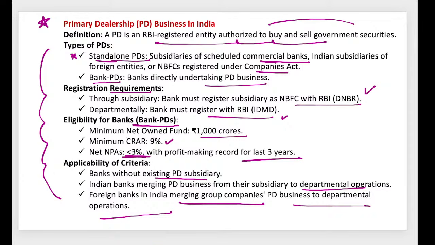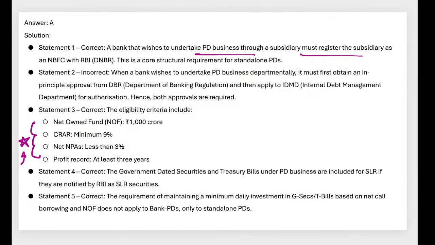तो you have to go through all these particular ones and you have to revise these particular things once, that will help you in your upcoming examination. Correct है guys? तो आपका A will be the right answer. This statement, when a bank wishes to undertake PD business departmentally, it must first obtain an in-principle approval from DBR, Department of Banking Regulation, and then apply to IDMD, which is Internal Debt Management Department, for authorization, ठीक है. तो that was the statement आपका. Alright, चलो let's move forward.